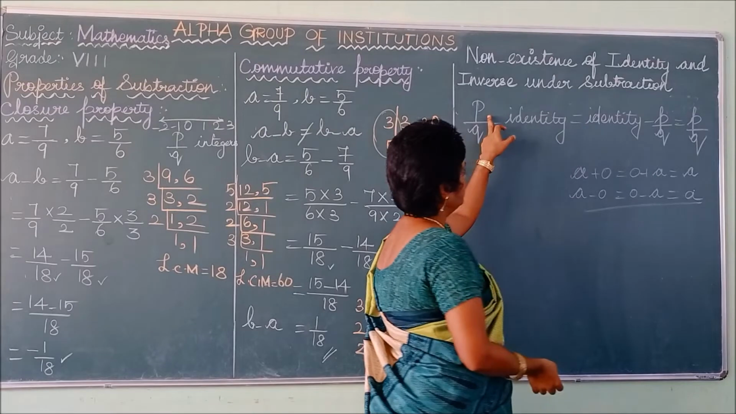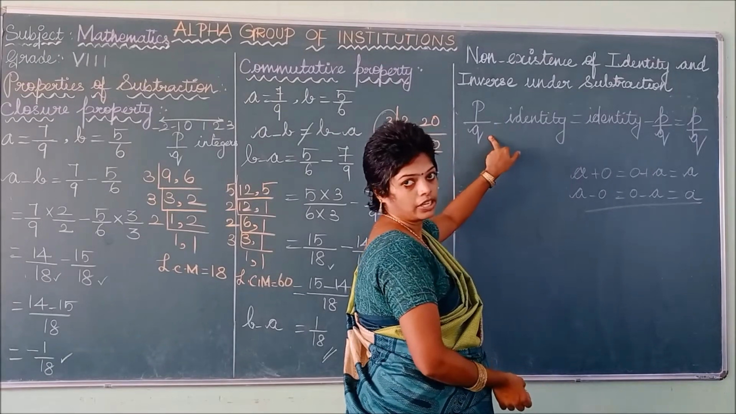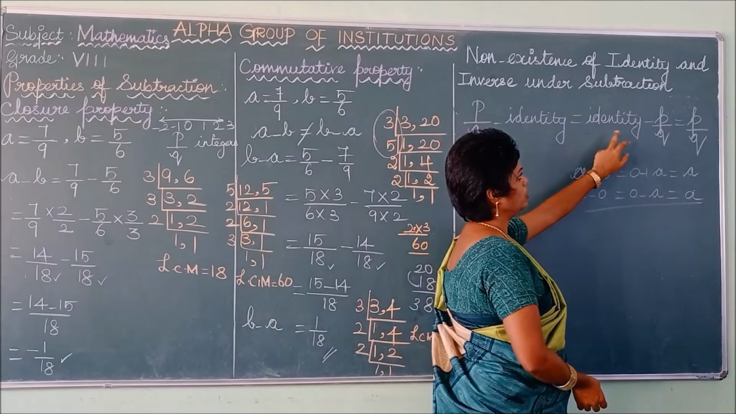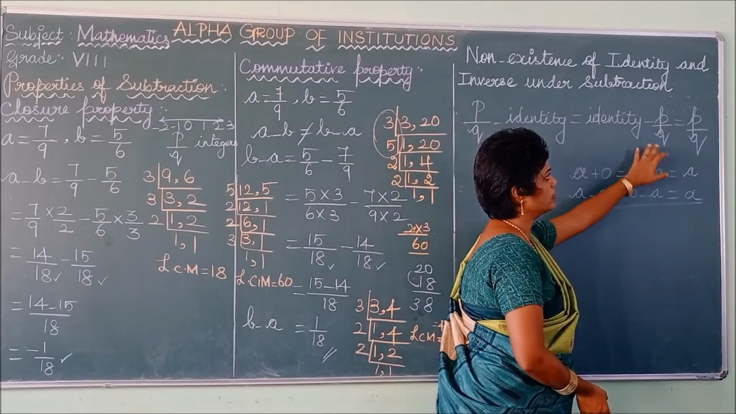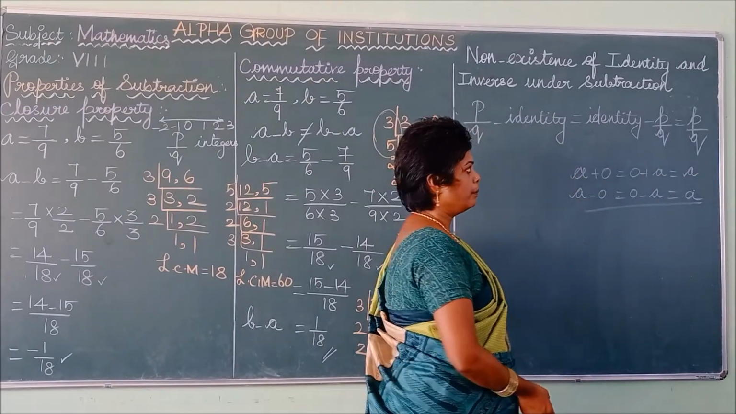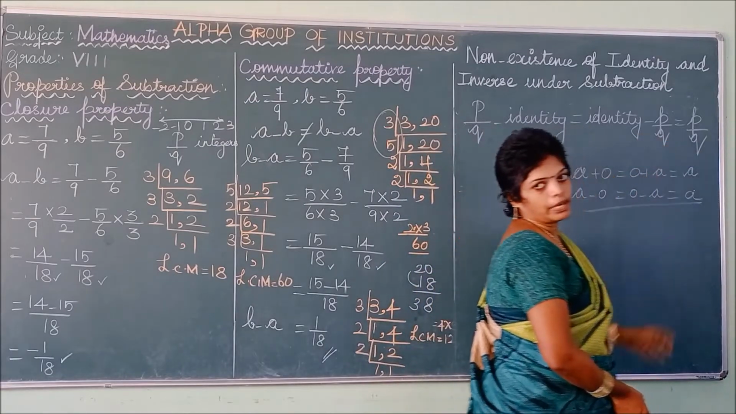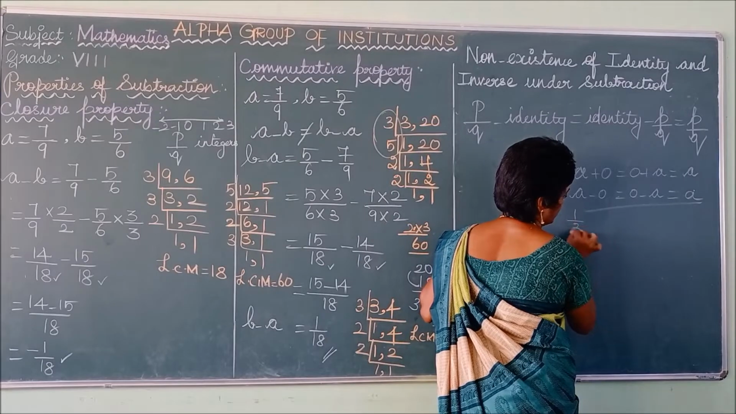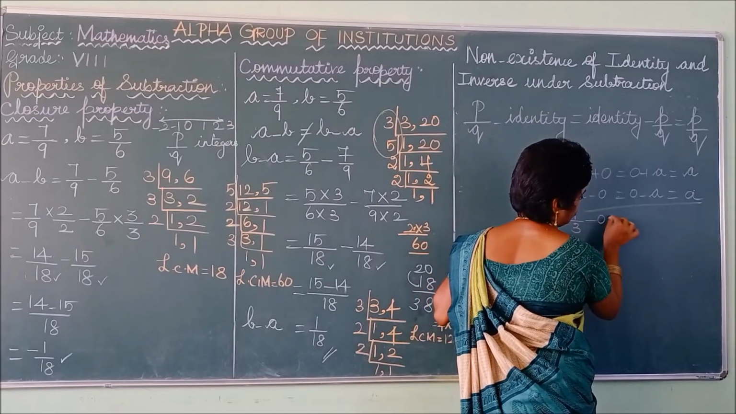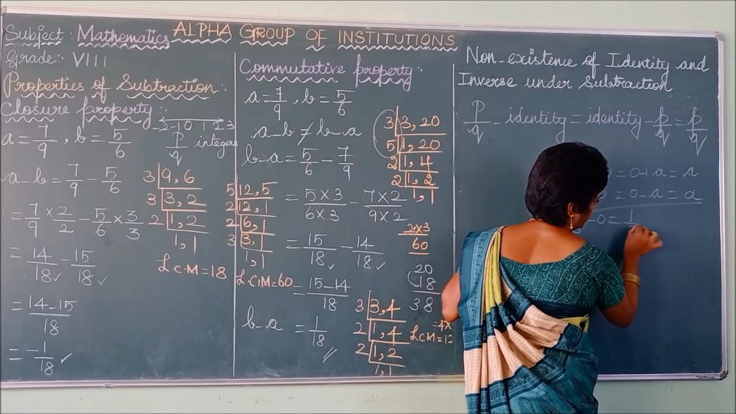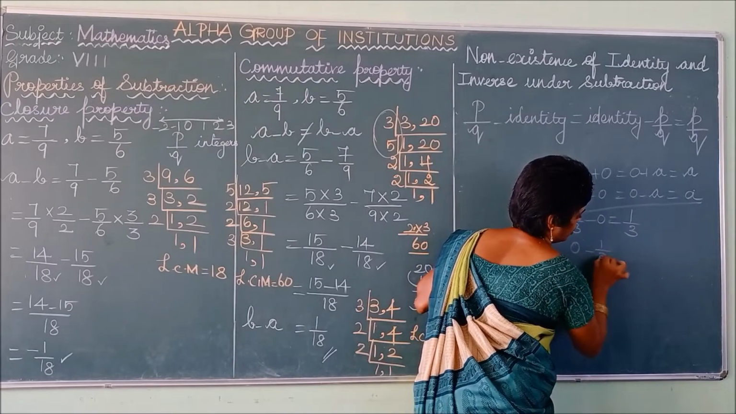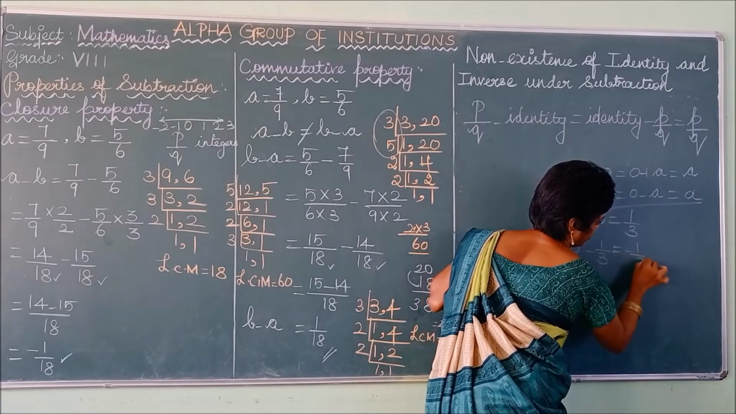So the general format: for any rational number p by q, p by q minus identity 0 should equal identity 0 minus that p by q. Do we get the value p by q or not? Let's check. I am taking 1 by 3. 1 by 3 minus 0 is 1 by 3. But check this condition: 0 minus 1 by 3 is minus 1 by 3.